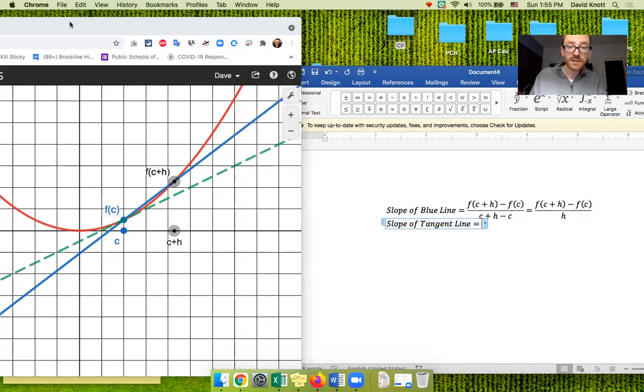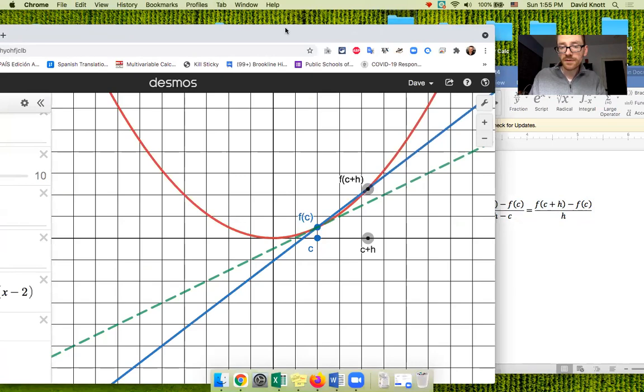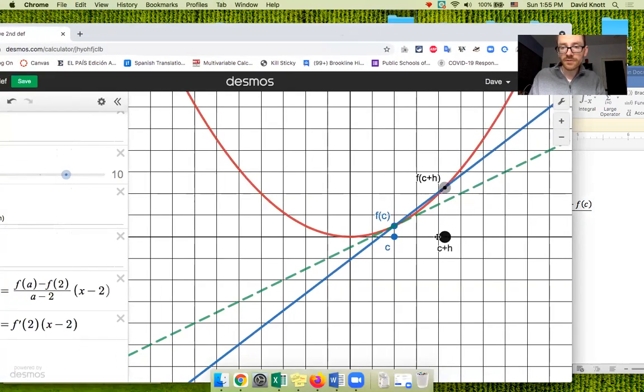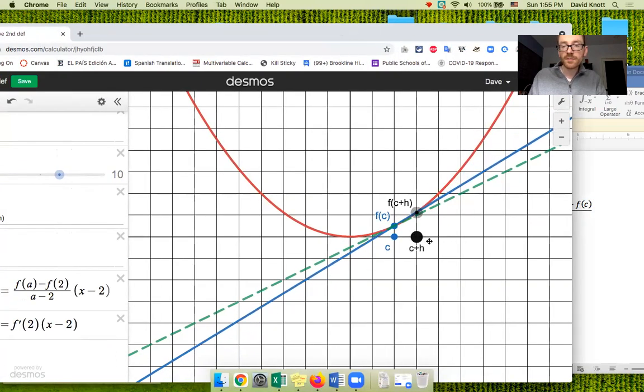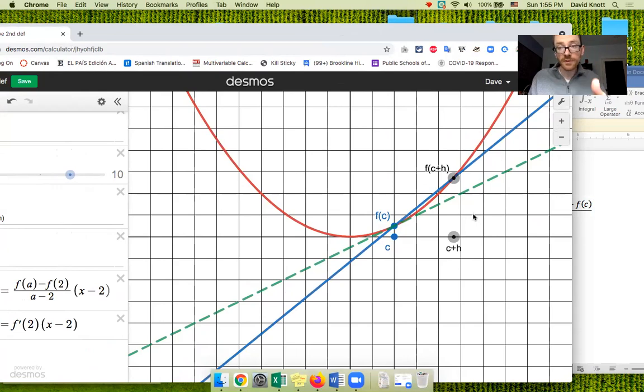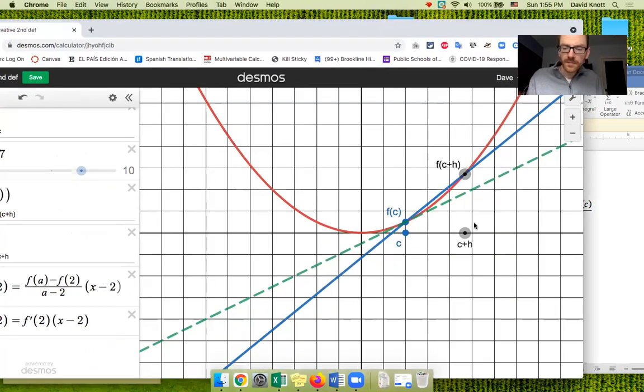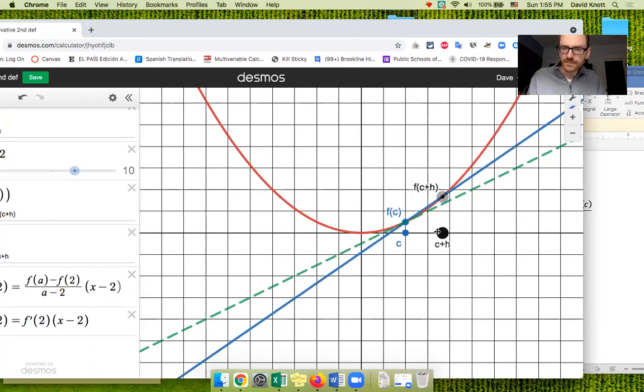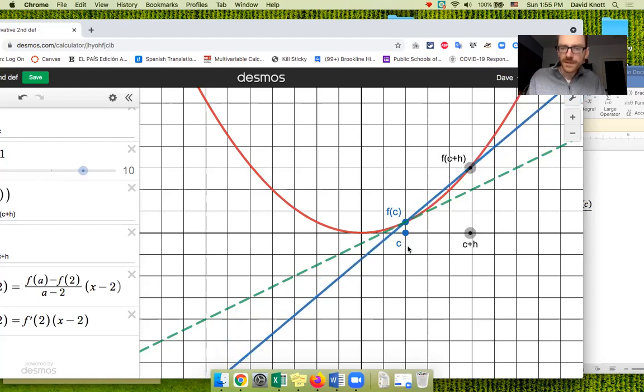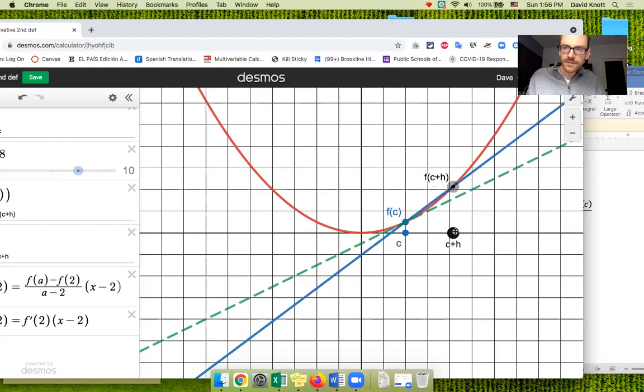And just like last time, the idea is to simply let this point get closer and closer to C. And as that happens, the slope of the blue line will turn into the slope of the tangent line. But now here's the thing. As I move this point closer and closer, what is actually changing? Like, what letter is changing? Is C changing? No, C is staying fixed. What's changing is actually H.